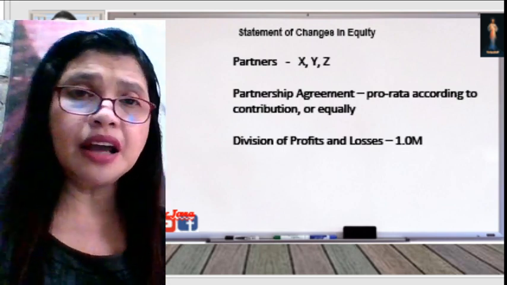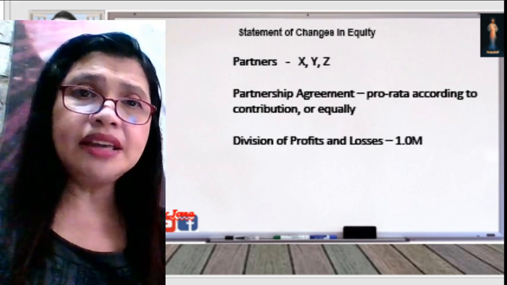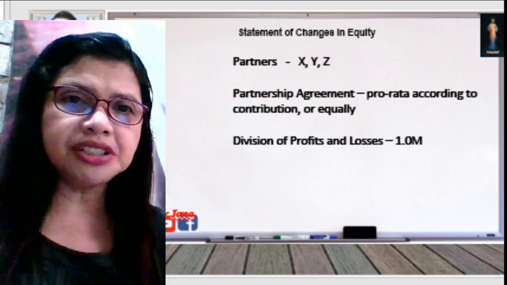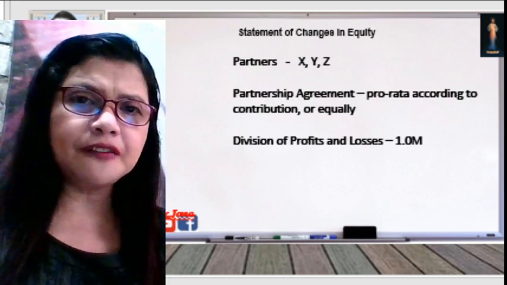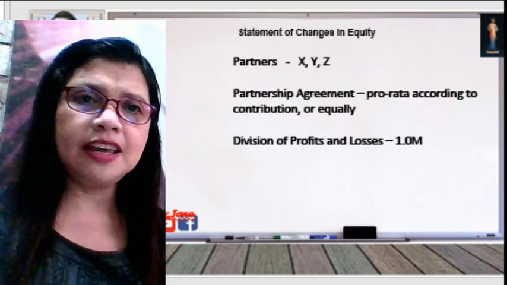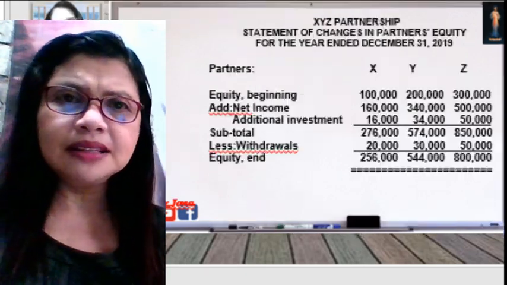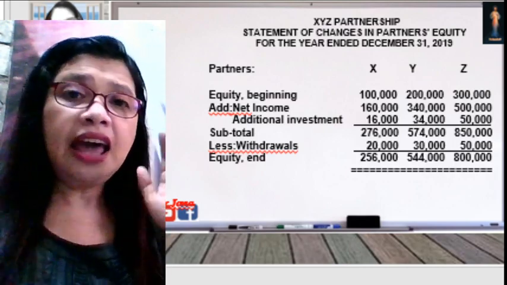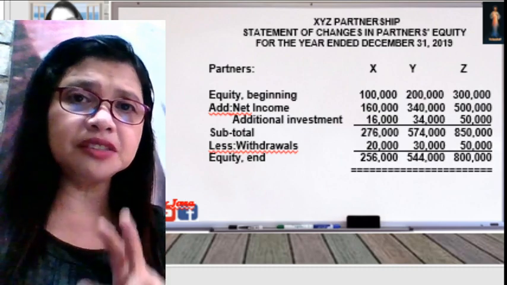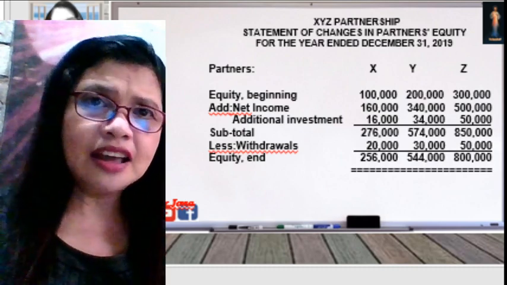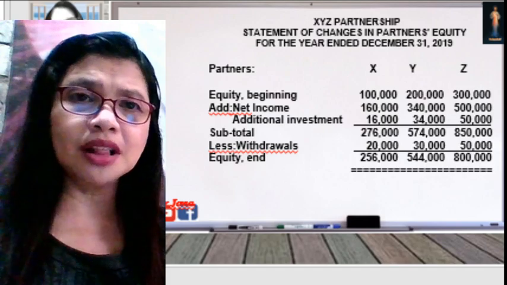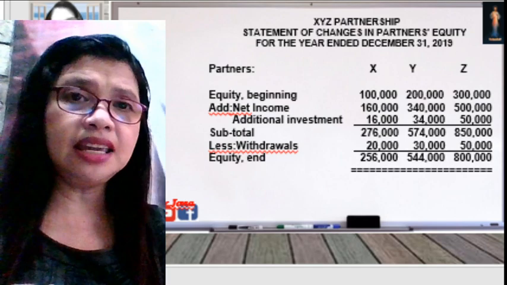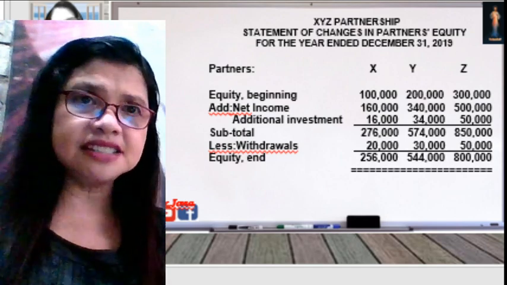In our example here, I'm showing partners X, Y, and Z, and they have a partnership agreement under the Articles of Partnership, and they will divide the profit of 1 million. So let's look at this statement. The statement of changes in owner's equity. The heading says XYZ Partnership, Statement of Changes in Partners' Equity for the year ended December 31, 2019. You state the names of the partners at the top, X, Y, Z, and then the changes in the equity account.